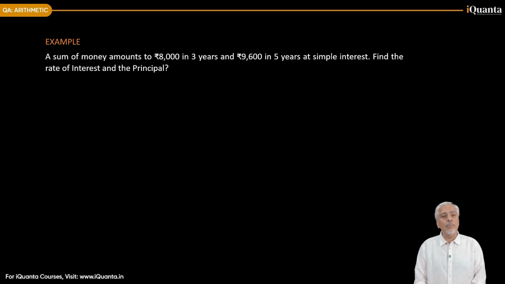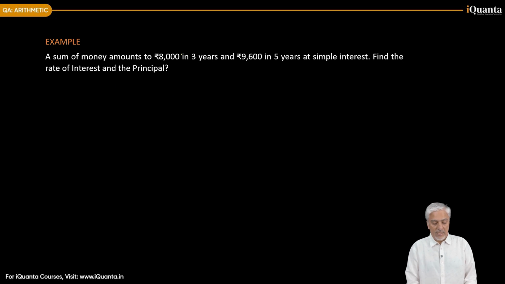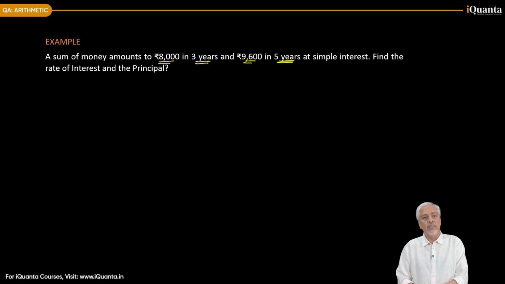A sum of money amounts to rupees 8,000 in 3 years and 9,600 in 5 years at simple interest. Find the rate of interest and the principal. Again, there can be a long method or a short method. So first case, the same money at the same rate of interest after 3 years is becoming 8,000 and after 5 years is becoming 9,600.